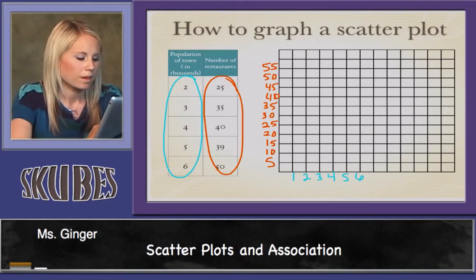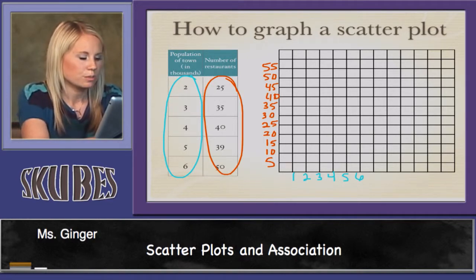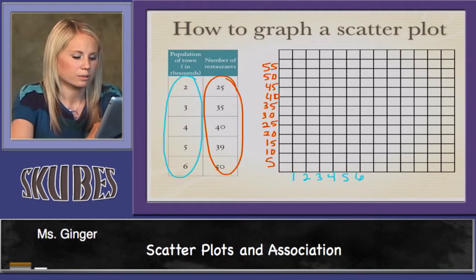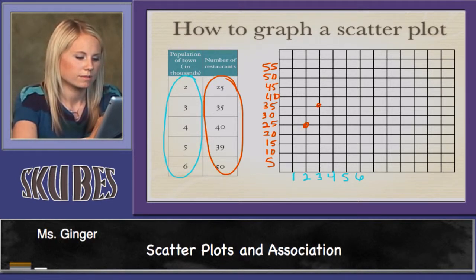All right, so first point, I've got (2, 25), so I'm going to plot the point (2, 25) here. All right, and then (3, 35). You just have to go find all your coordinates and make your points. (4, 40), that's our next one. (5, 39), down a little bit, and then (6, 50).